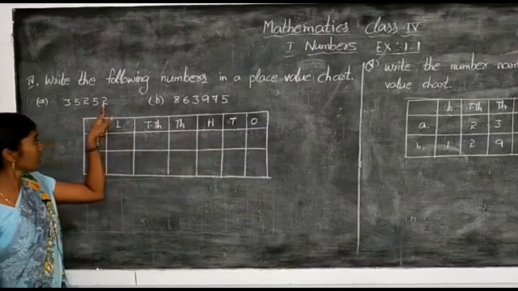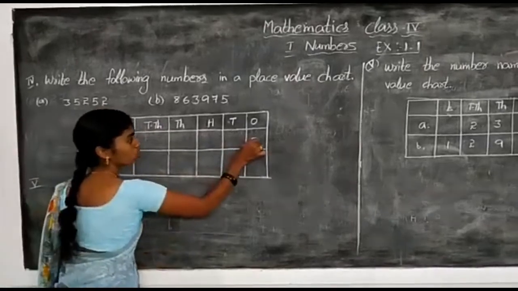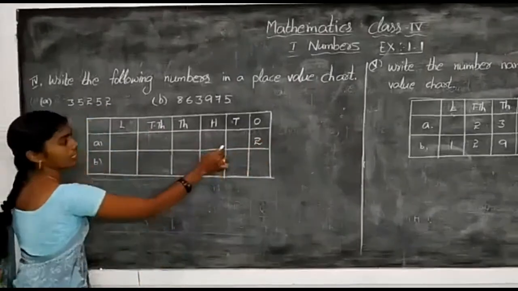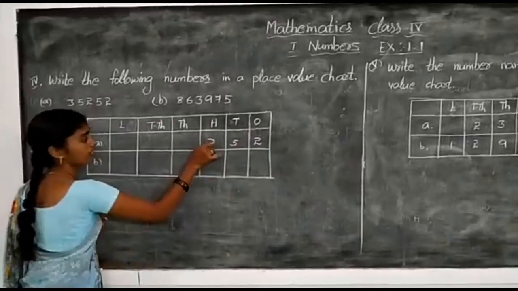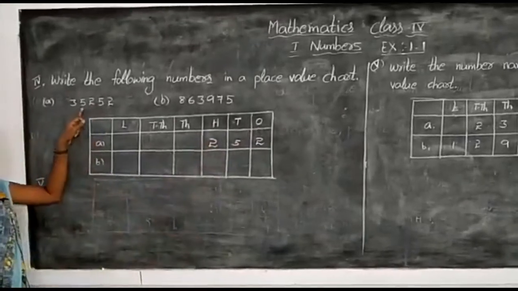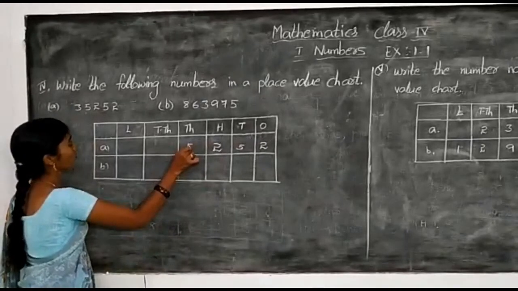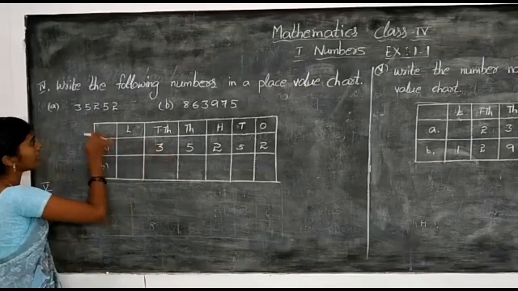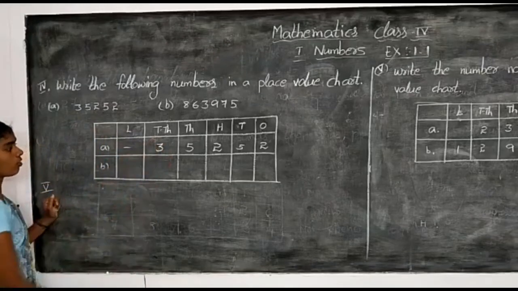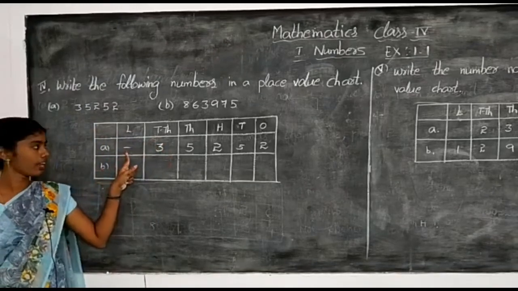In the ones place which digit is there first? 2. Next in the tens place it is 5. Next in the hundreds place it is 2. Next in the thousands place it is 5. Next in the 10,000s place it is 3. Here it goes only till 10,000. Now we have to keep the blank here in the lakhs place.